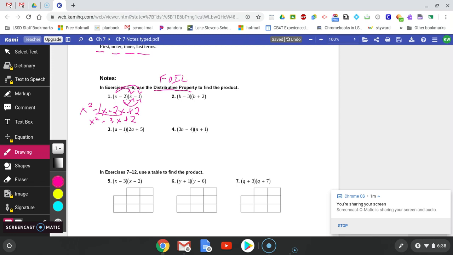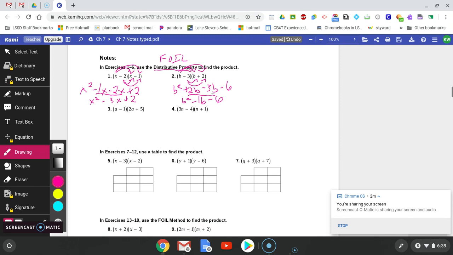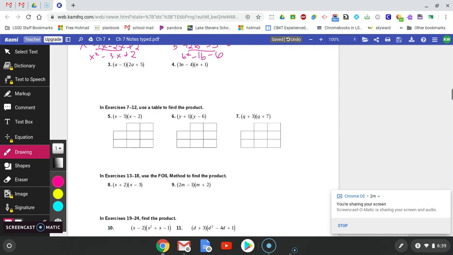Okay, so try the next one. So I'm going to show that there's four things I'm multiplying. B times b is b squared. B times 2 is 2b. Negative 3 times b is negative 3b. And negative 3 times 2 is a negative 6. From there then, looking to combine those like terms, I have b squared minus 1b, or minus b, either one, and then minus 6. All right, try these next two and see if you can get them, and then check back in and see how you did.